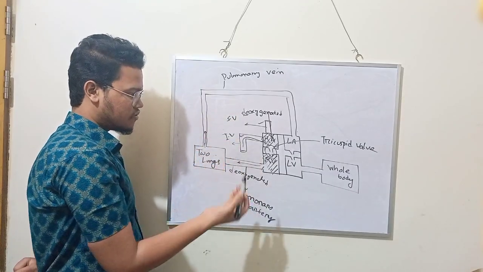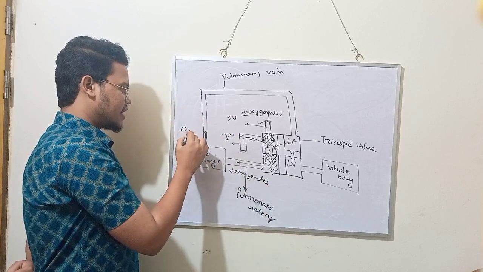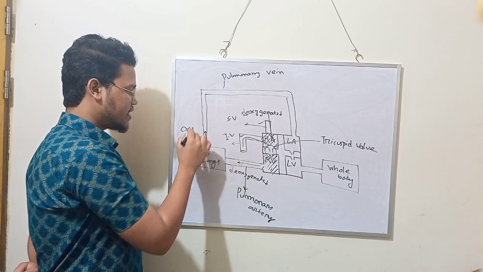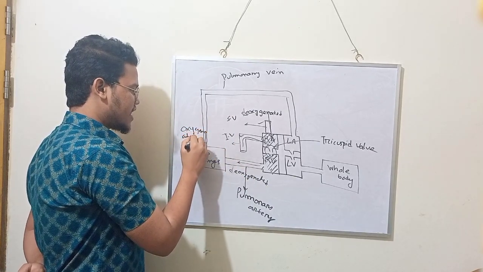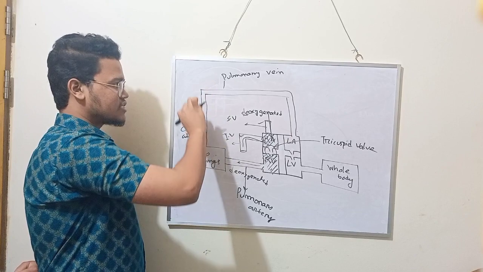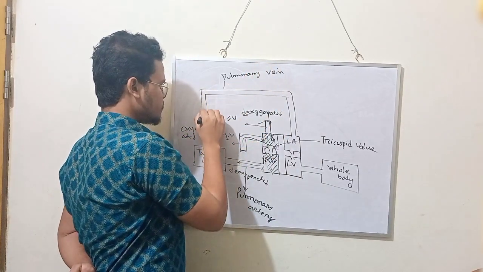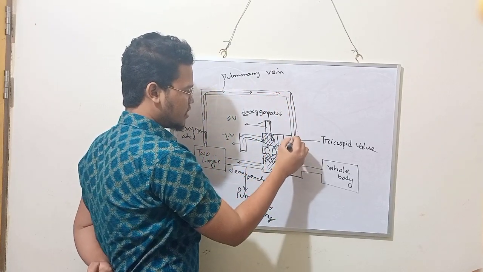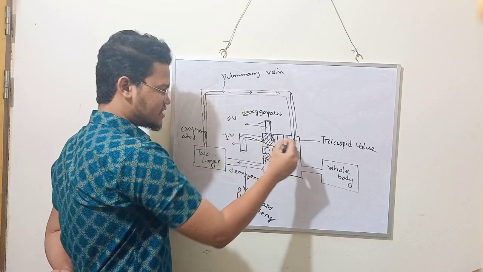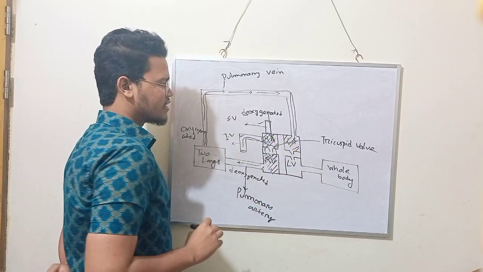And so what is happening? The deoxygenated blood enters into the lungs. The lungs make the deoxygenated blood oxygenated, and this oxygenated blood is transported through the pulmonary vein into the left atrium. So at this time, the left atrium is filled with blood.